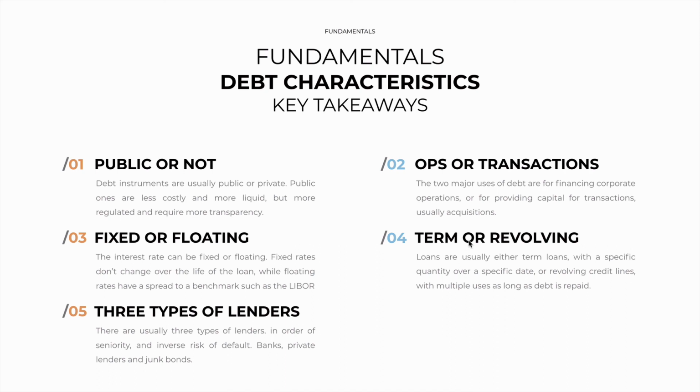Loans can be term loans or revolving. In a term loan, you borrow a specific quantity over a specific date, but in a revolving credit line, you can borrow multiple times as long as you pay it back. And there are usually three types of lenders. In general order of seniority and inverse risk of default, we have banks, private lenders, and junk bonds. Private lenders are usually somewhere between both extremes. So as we see, these different characteristics of debt have different consequences in the lending process. They may shift the power dynamic from the lender to the borrower or vice versa, or they can just make sure that this debt represents a different quality instrument.